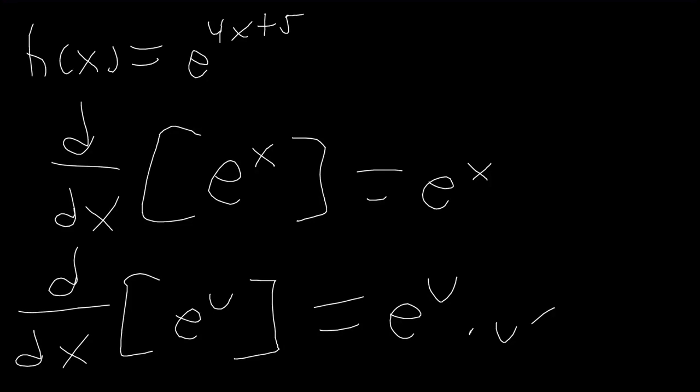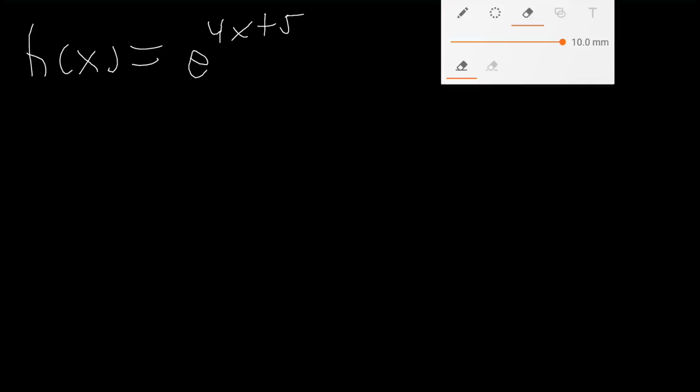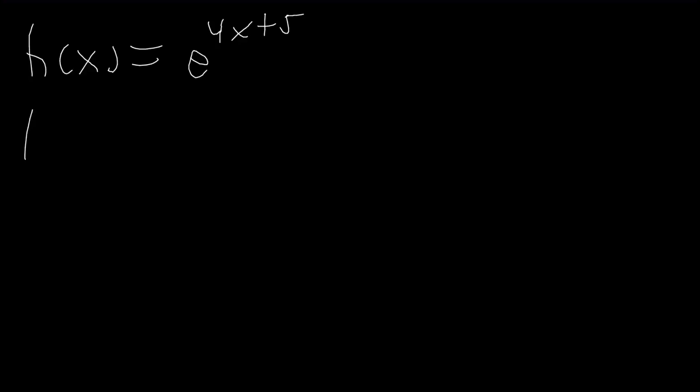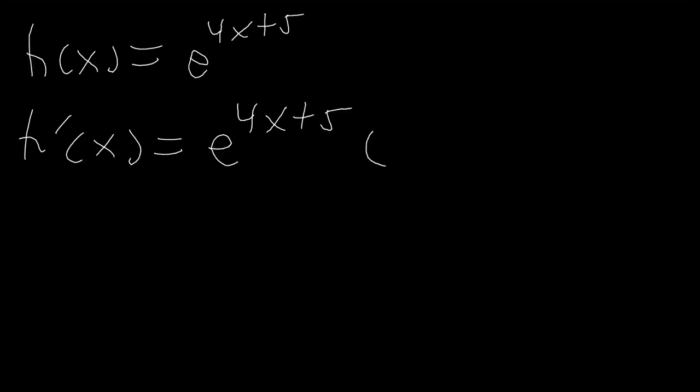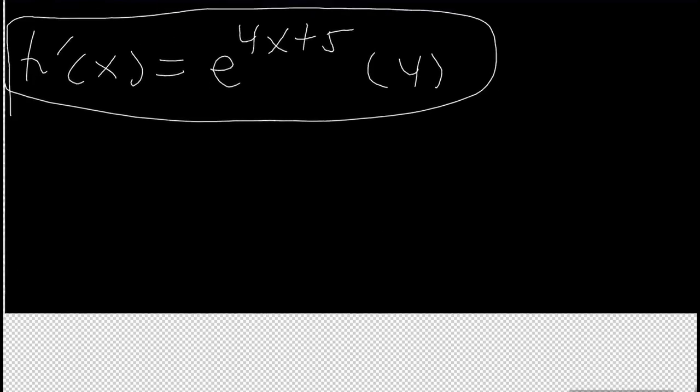So let's get rid of this real quick. So for this example, h prime of x is going to be equal to e to the u, where u is 4x plus 5, multiplied by u prime. So it's the derivative of 4x plus 5, which is just 4. That's the answer. Let's do another example with e to the x.